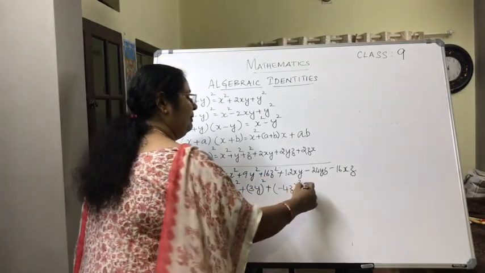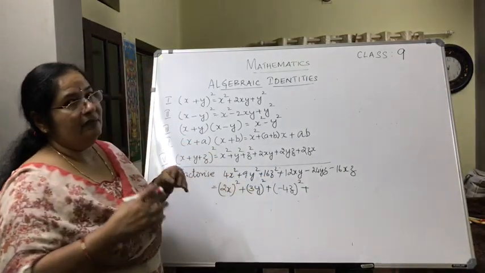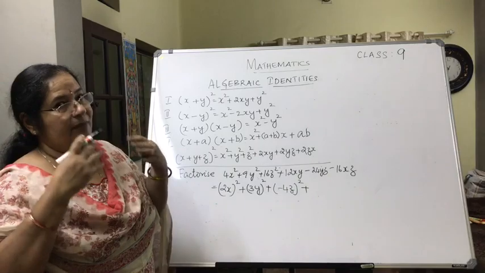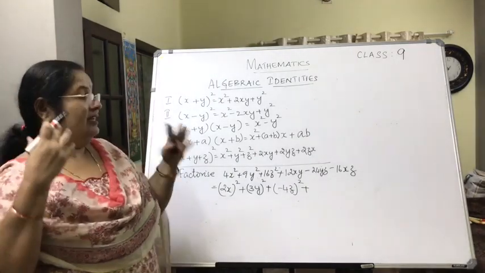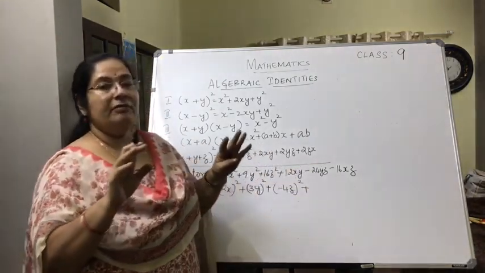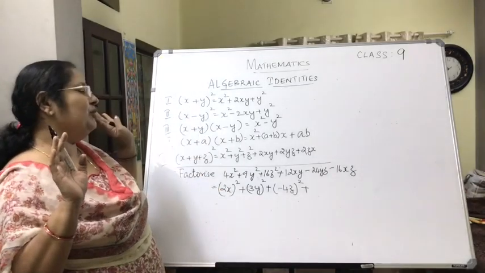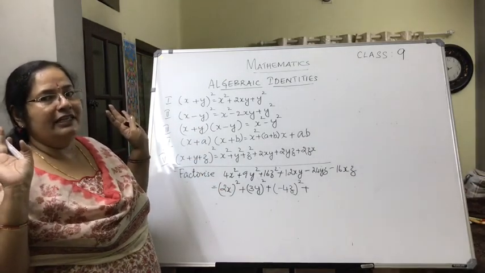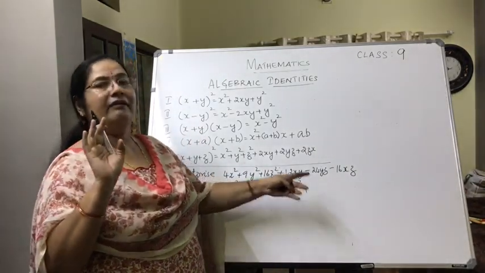Yes. Plus. Now by this time you would have got an idea. This will be which identity? So many terms like this. This will correspond to the fifth identity. So the remaining you can write over here.